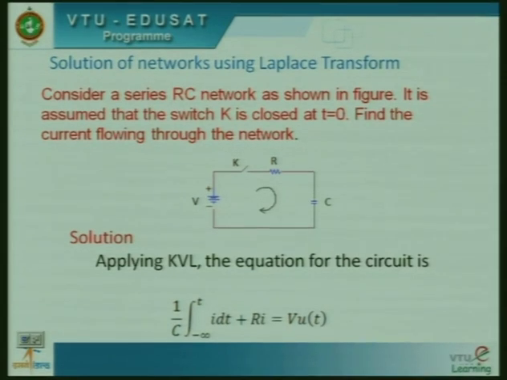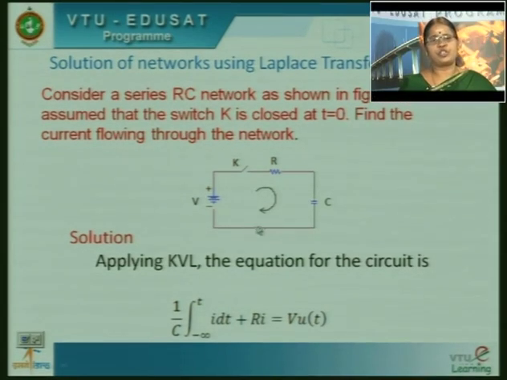Now, let us see how to get the solution for the current flowing through this network. To find the current, let us try to describe this network with a differential equation. It is a single loop network, so I can very easily write the equation by applying Kirchhoff's voltage law. At time t greater than 0, we can write the supply voltage is equal to the drop across this resistor plus the drop across the capacitor.